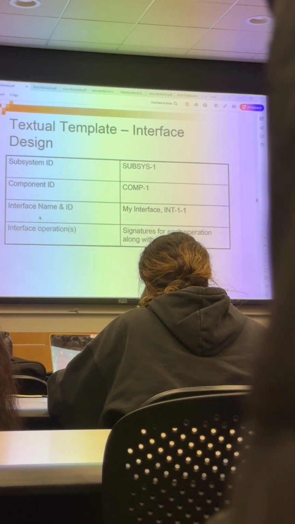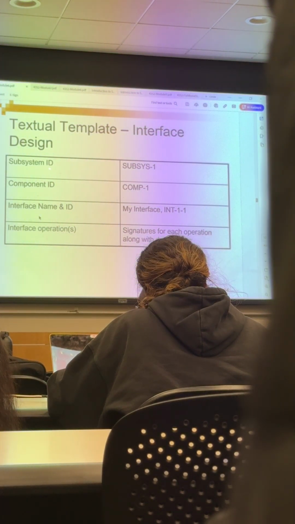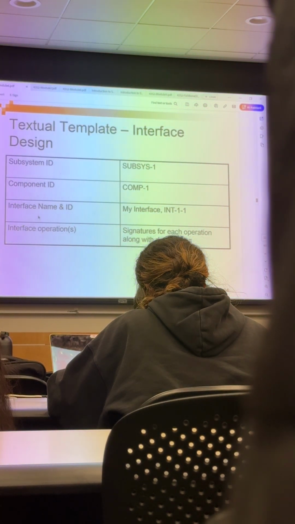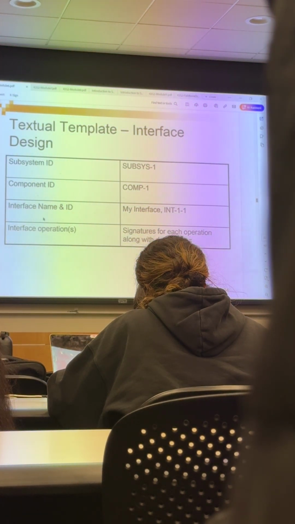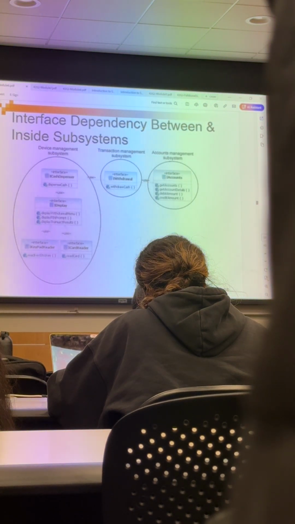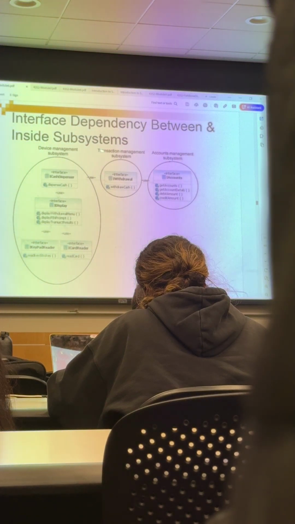And then this is your interface design. So for each subsystem, for each component, what kinds of interfaces will this component realize, and what operations are part of this interface is now part of the specification level. And then this shows interface dependencies between subsystems, right? Within each subsystem, you have components, and each component will then realize those interfaces.